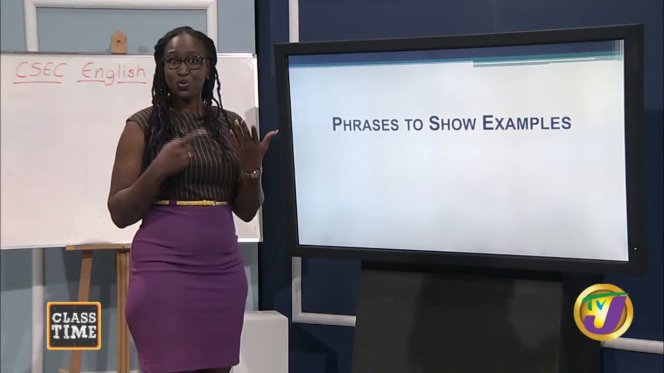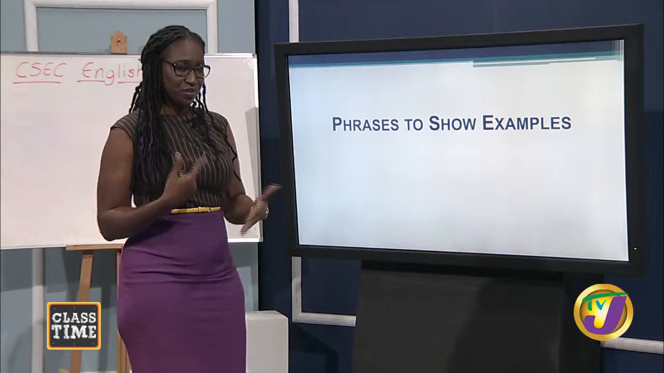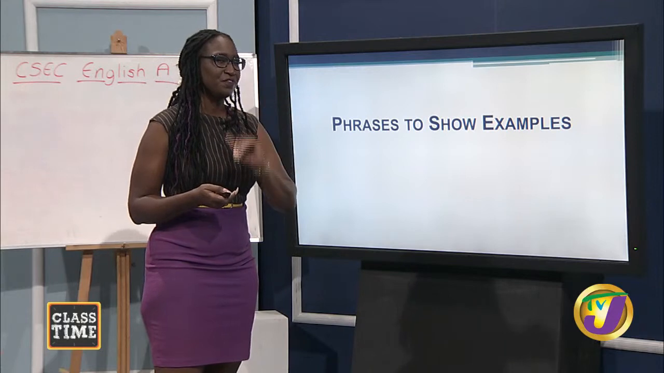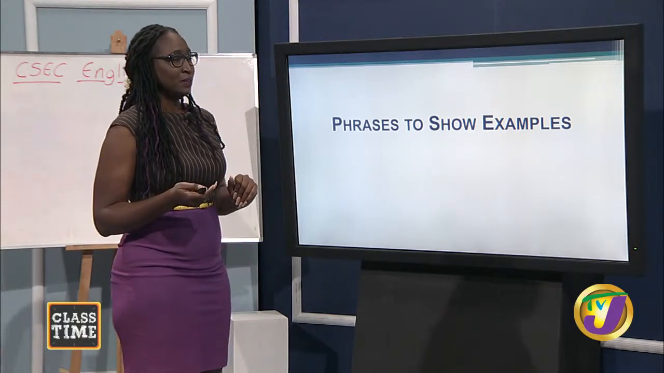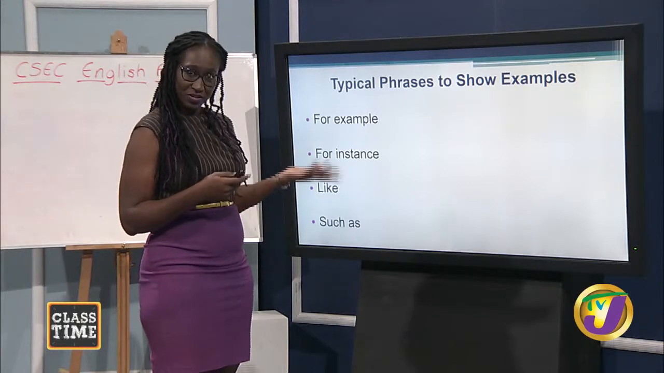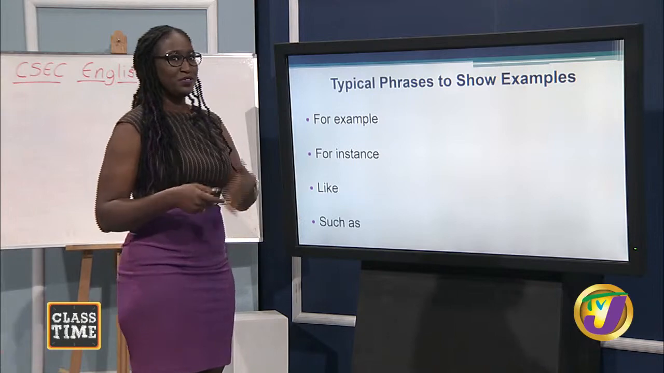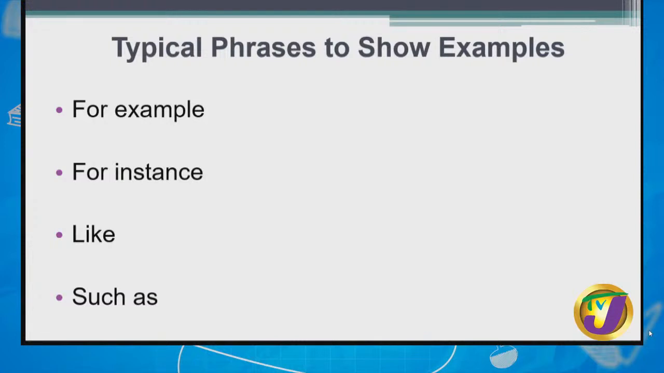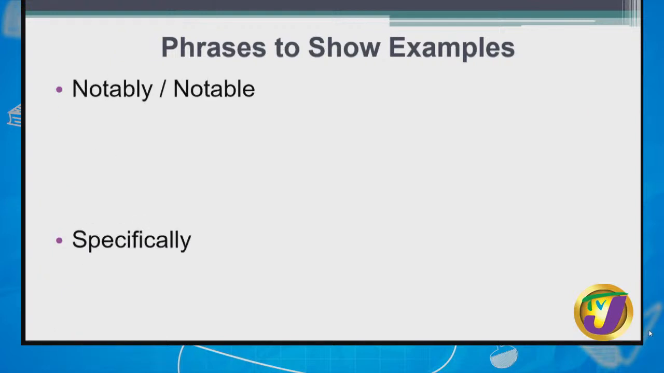Now, phrases that show examples, because you're going to be showing some examples as you write. So think about what would be the typical phrase to show examples. There's one very obvious one. And of course, there it is, for example. There's no more obvious example shower than for example. And then you have for instance, you have like, and you have such as. So look at these now. Notably or notable and specifically.